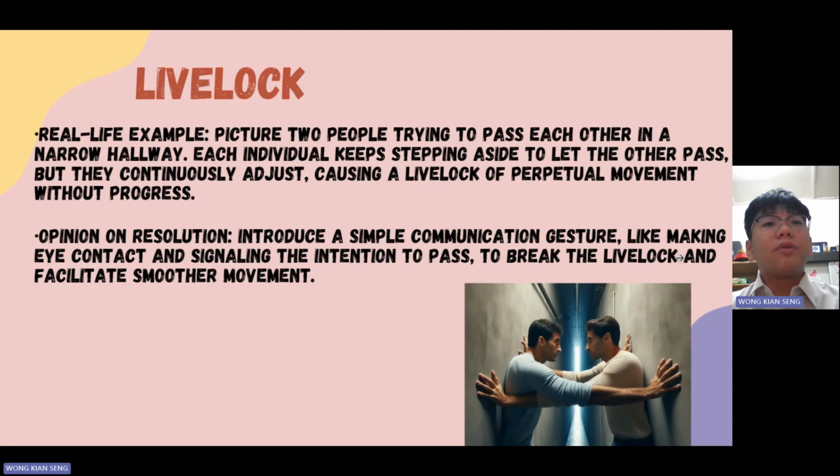All right, right now we're going to talk about the livelock. Just now it's the dead one, right? So now it's a live one. For the real life example, picture two people trying to pass each other, like the picture I placed at the right bottom. They are in a narrow hallway, and each individual keeps stepping aside to let the other pass. They are moving at the same time, but without any progress. So this is a livelock.